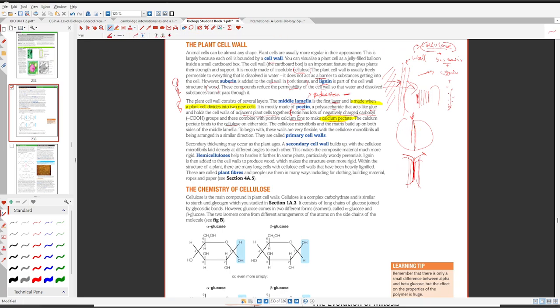So now, if this middle lamella is the first layer and it has cell walls right after that, let's say we do Control Z, we do blue for the cell walls. So this is going to be your cell wall, this is going to be your cell wall, and this is going to be your cell membrane, and this is going to be your cell membrane. Okay.